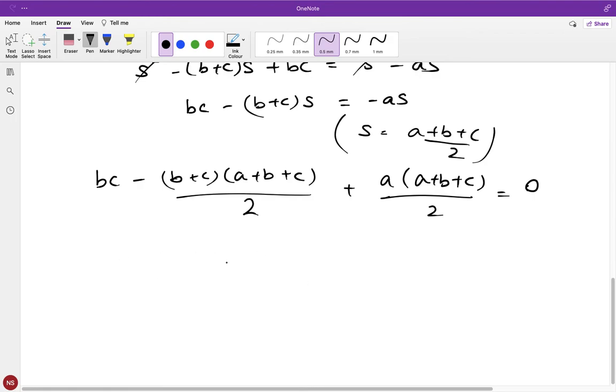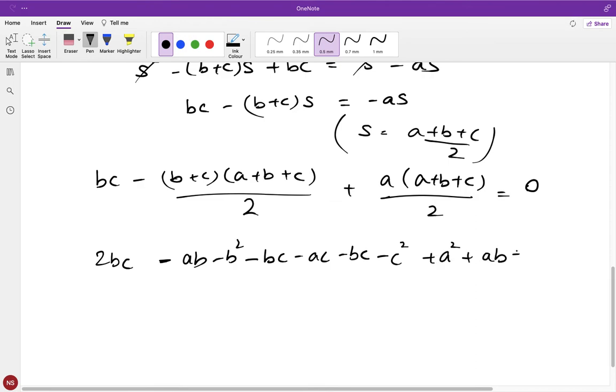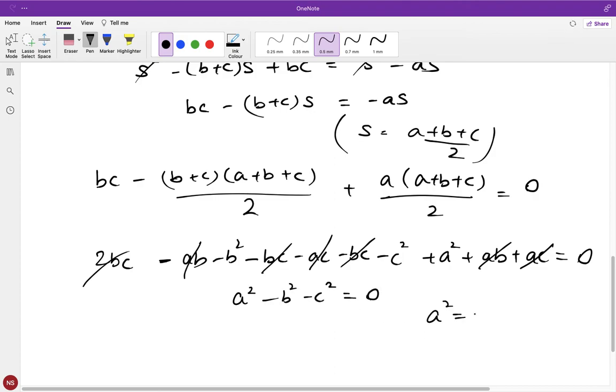Now, so 2BC minus AB minus B square minus BC minus AC minus BC minus C square plus A square plus AB plus AC is equal to 0. AC and AC are cancelled, AB and AB are cancelled, 2BC cancelled with this. So A square minus B square minus C square is equal to 0, or A square is equal to B square plus C square.